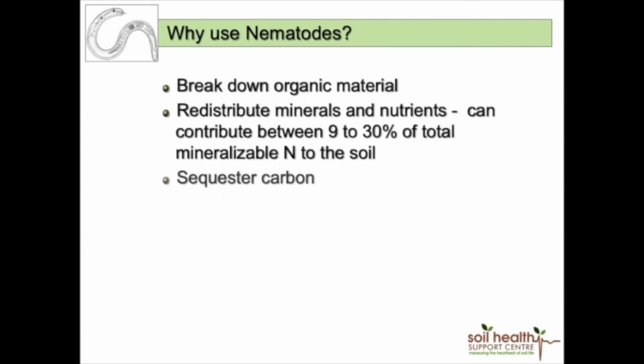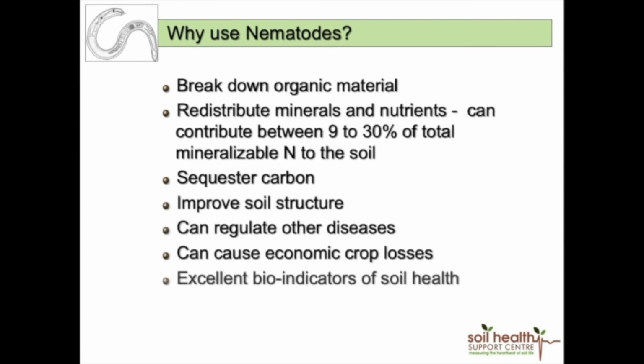Nematodes can fulfill many different functions in the soil, and their excretions can add up to 30% of the total mineralizable nitrogen in the soil. They have a role in sequestering carbon, and they help improve soil structure. They can regulate disease-causing microbes, but they can also be vectors for diseases, or they can cause direct crop losses. There are many species of nematodes that belong to different feeding groups, and this is one of the reasons they are seen as an excellent indicator of soil health.